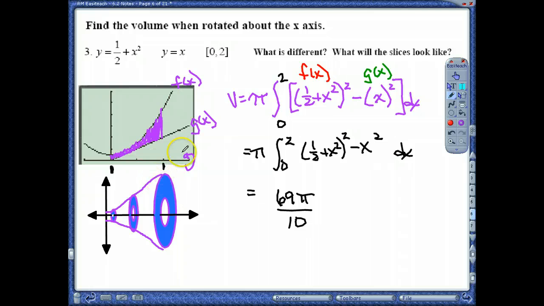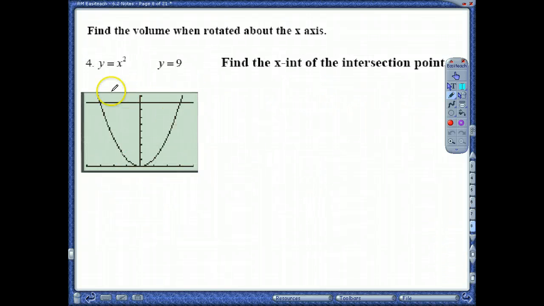Now we have to be careful when we draw our area. Is it all smack dab against the x-axis, or is there space in between? If there's space in between, you're going to have a washer. So let's look at another example. Here's what they give us: y equals x squared and y equals 9. So I've got this nice pretty little picture. Here's my shading.